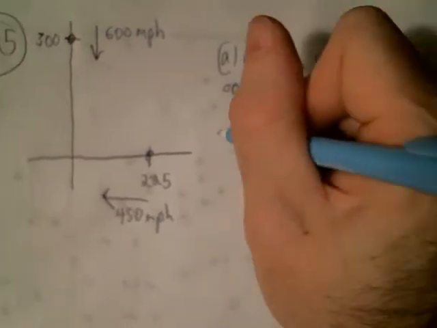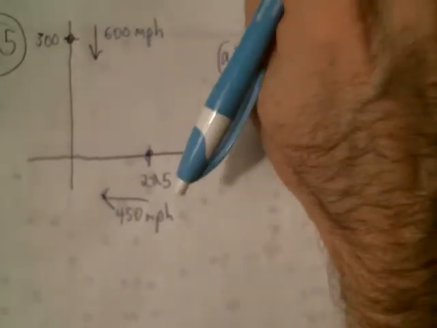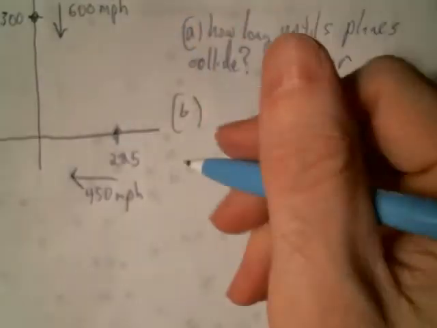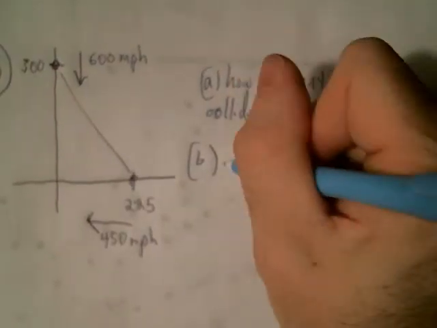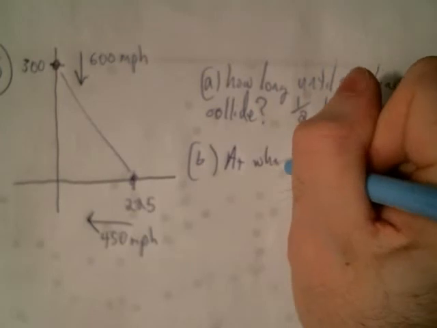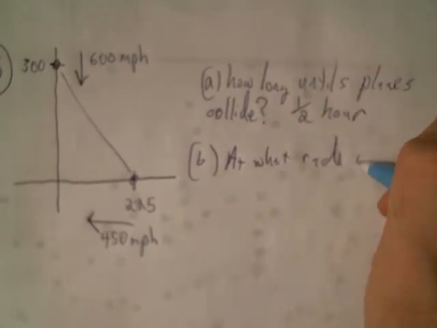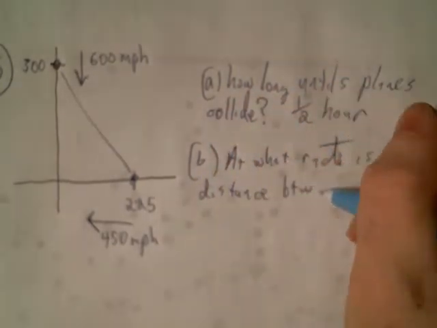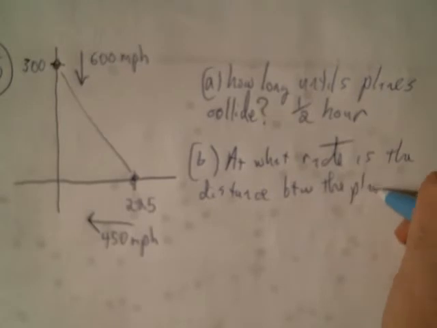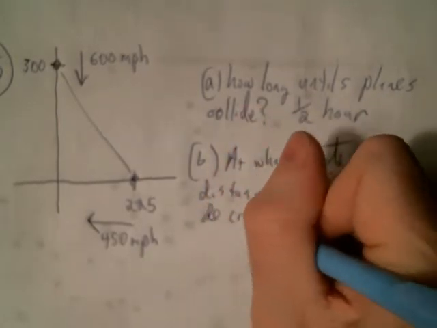Okay. So anyways, part B: what rate is the distance between the planes decreasing? So what they're considering then is this distance. Right? At what rate is the distance between the planes decreasing?